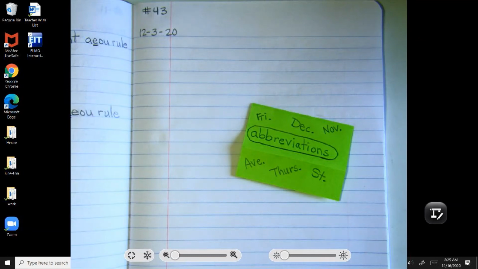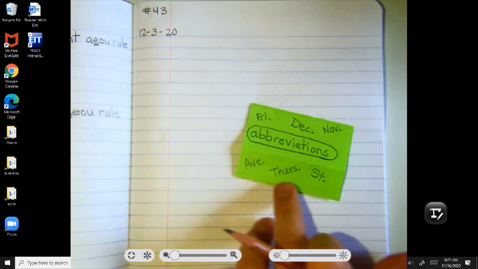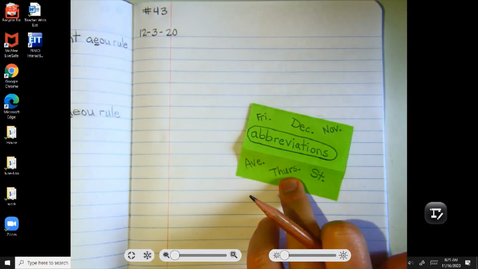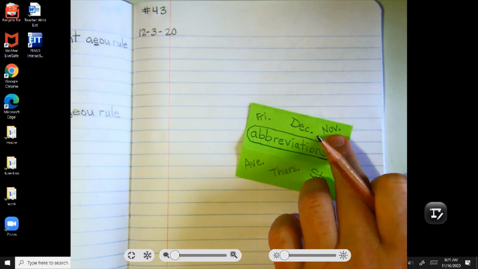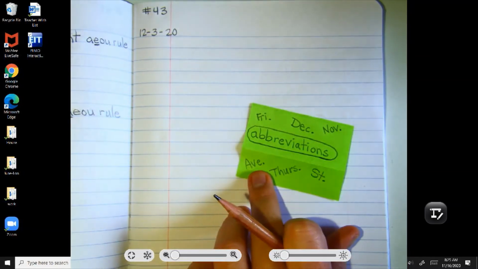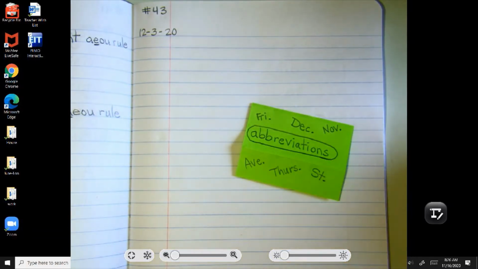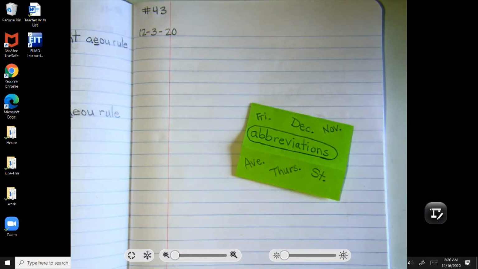And today, scholars, our lesson is all about abbreviations. So abbreviations are shortened ways of writing some words. And I have a few examples there on the post-it, right? Friday, Thursday, which is today, November, which was last month, December, the month we're in now, avenue, street, right?